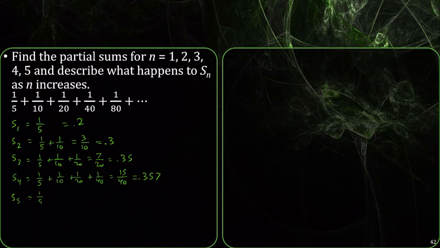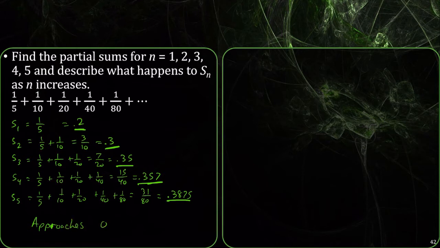S5, add the first five terms, you get 31/80, which is 0.3875. So now look at the pattern of the sums. What's it approaching? It looks like we are approaching 0.4.